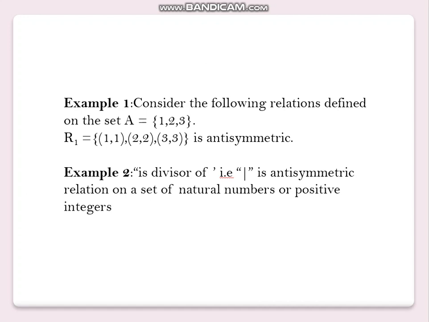Let us see a few more examples. Consider the following relation where we have (1,1), (2,2) and (3,3). Even if (3,3) is not there, this will be an example of an antisymmetric relation.